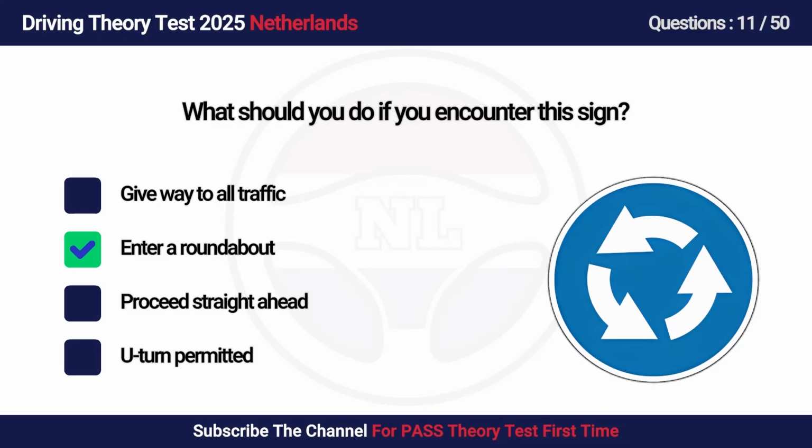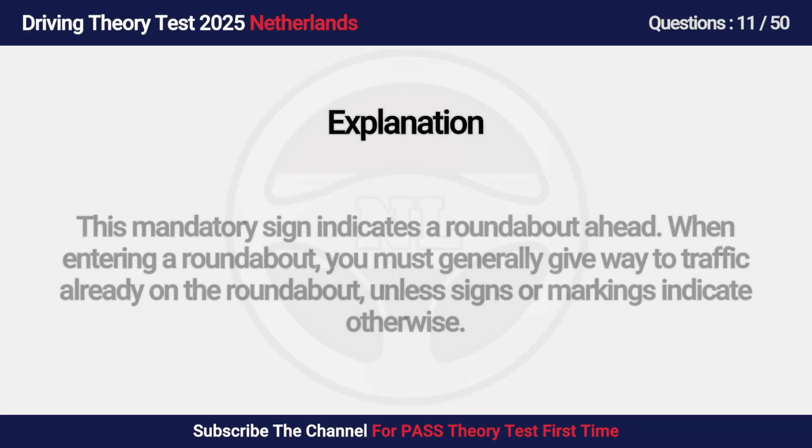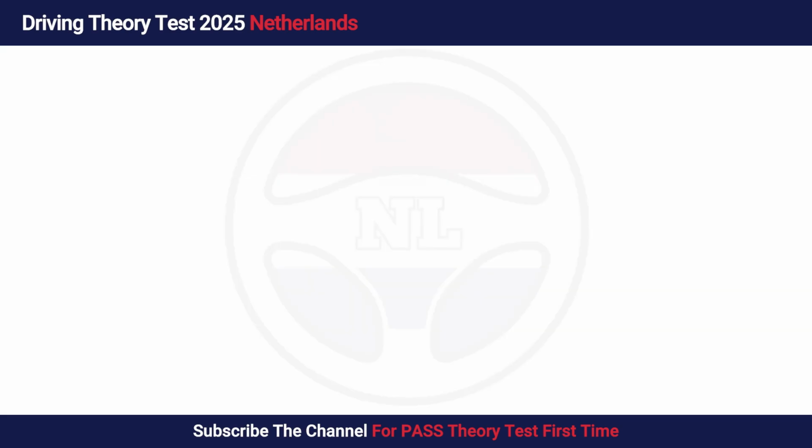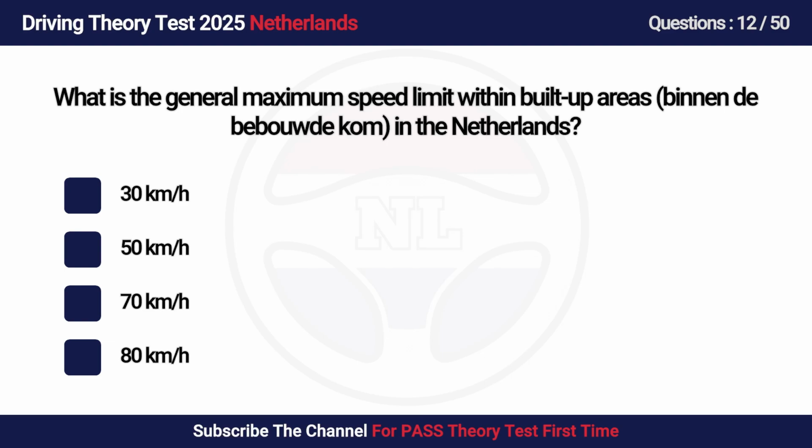Answer is B. Enter a roundabout. This mandatory sign indicates a roundabout ahead. When entering a roundabout, you must generally give way to traffic already on the roundabout, unless signs or markings indicate otherwise.